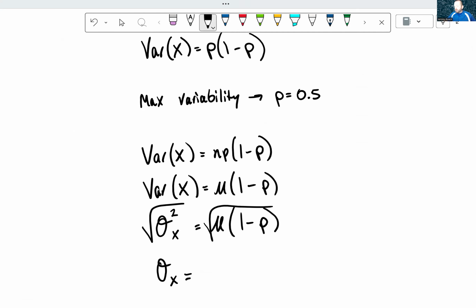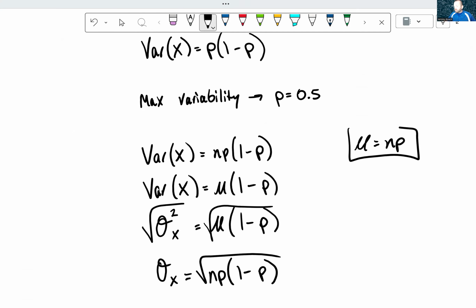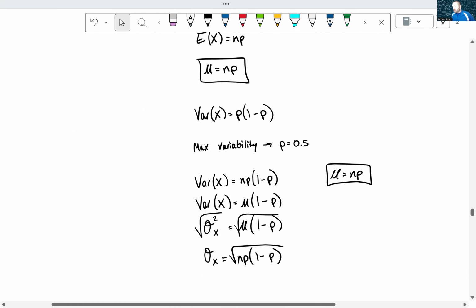So now we would have the square root of mu times quantity 1 minus p, or we can write it as np times 1 minus p. Same thing since mu equals np. Okay, all right. So now we've got these proofs and these formulas that we can work with in terms of our mean and our variance.